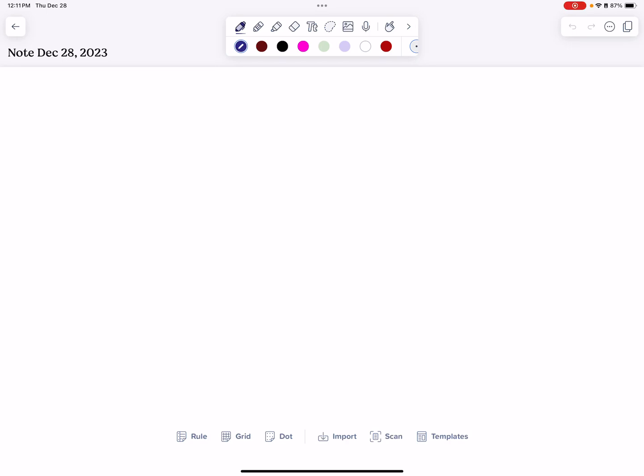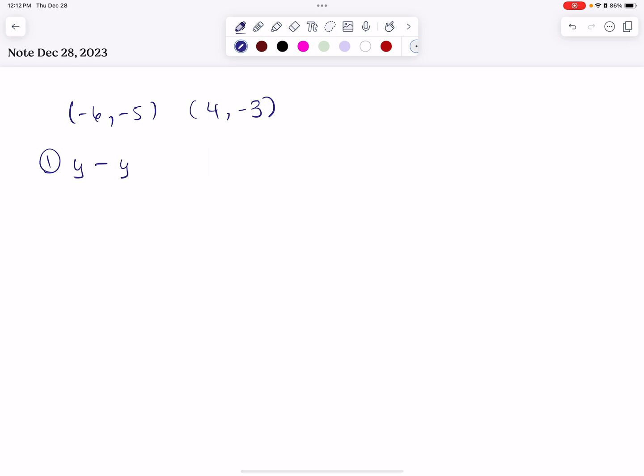For this problem, it asks you to write an equation through the points (-6, -5) and (4, -3). So step 1, you're going to use this equation, y minus y1 equals m times (x minus x1). So you're going to need to find the slope as the first step.